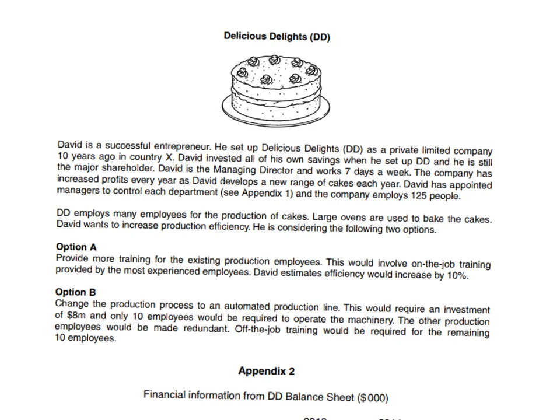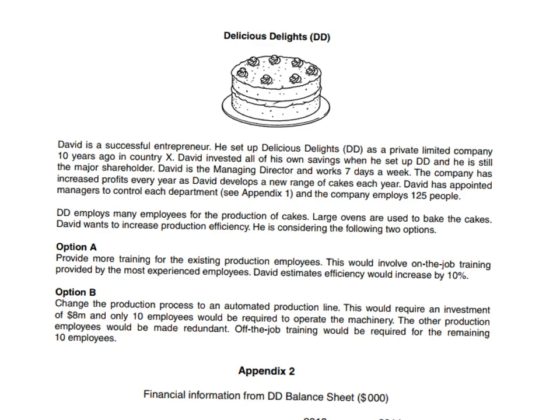He's invested all his savings when he set up DD, and he's still the major shareholder. David is the managing director and works 7 days a week. The company has increased profits every year as David develops a new range of cakes each year. David has appointed managers to control each department, and the company employs 125 people. They employ many employees for the production of the cakes. Large ovens are used to bake the cakes. David wants to increase the production efficiency and is considering 2 options. Option A, option B. You can read them yourself.